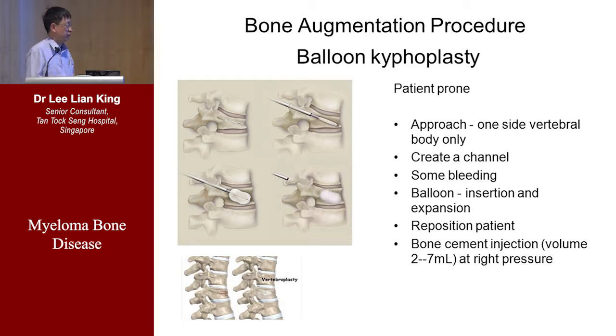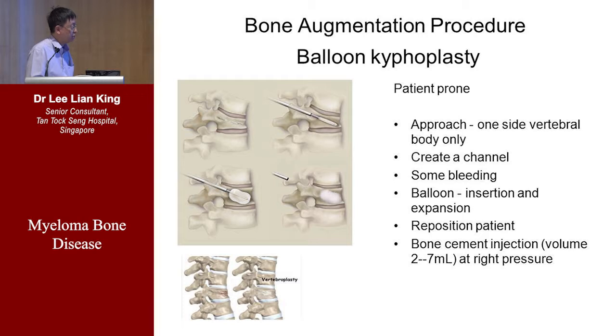And after creating a channel there will be some bleeding from there. And then after that, they will introduce a catheter. At the tip of the catheter, there's an inflatable balloon. Once they have inserted this catheter with a balloon, they will inflate the balloon. As they inflate the balloon, it will expand, and to some extent, the crushed area will expand again and restore the normal height of this vertebral body.